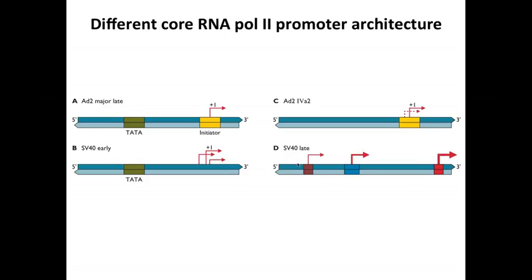And the SV40 late promoter is quite different in that it has 3 sites for initiation of mRNA synthesis, all characterized by the presence of an initiator sequence, which is different from that of adenovirus, and that's shown by the different colors. In fact, these 3 different initiator sequences are different from each other as well. And then none has a TATA box. So again, there can be quite a bit of variation in the core promoter architecture. So I don't want you to think that the one image that I showed you initially is how all promoters are built.